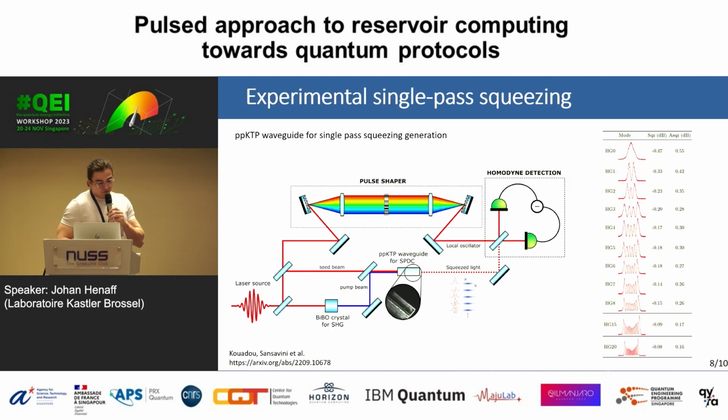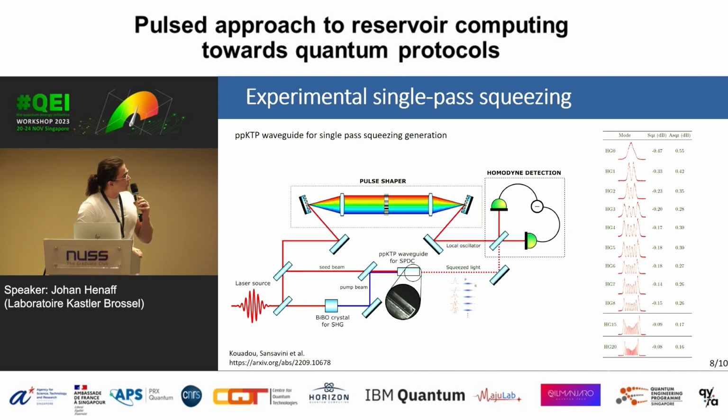And so experimentally, this is how it looks. So we have our pulsed laser. We use the second harmonic crystal to generate our pump beam. And then we pump it into a PPKTP waveguide. So if you're a bit familiar with squeezing experiments, you know that most people use an OPO cavity. But in our case, we want to have pulsed squeezed light. And so if you use an OPO cavity, you will filter out the pulsed nature of your laser. And so we can't use this cavity.